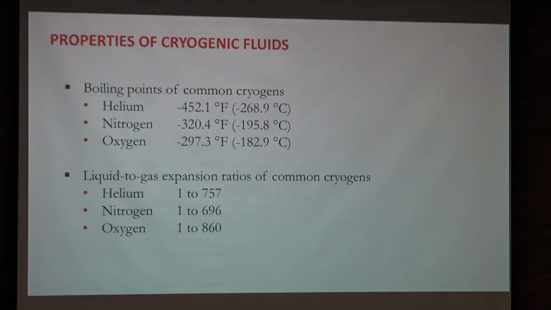So here are some boiling points of these cold liquids. As an example, helium, nitrogen, and oxygen. Helium being the coldest, and they have a fairly large expansion ratio. Basically, the amount of liquid and how much gas this will translate to. So all of these ratios are above 700 or 800, so they can displace quite a large volume of oxygen.